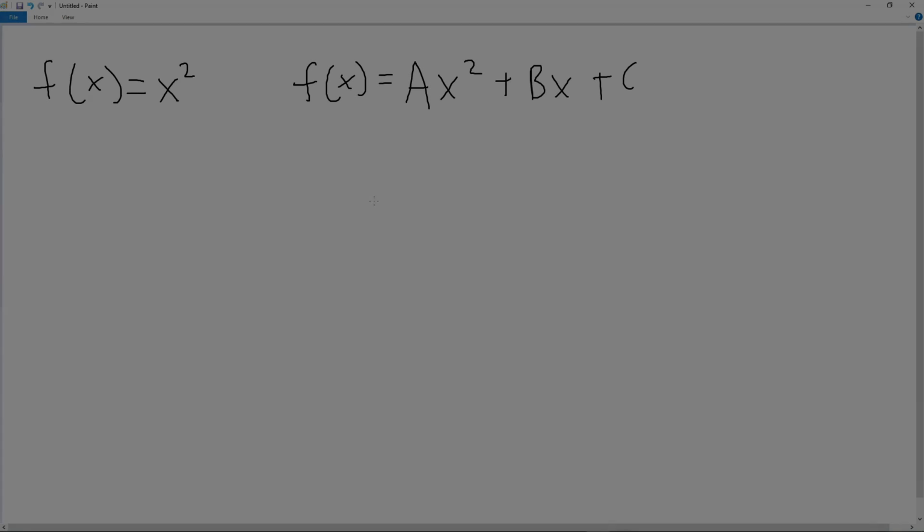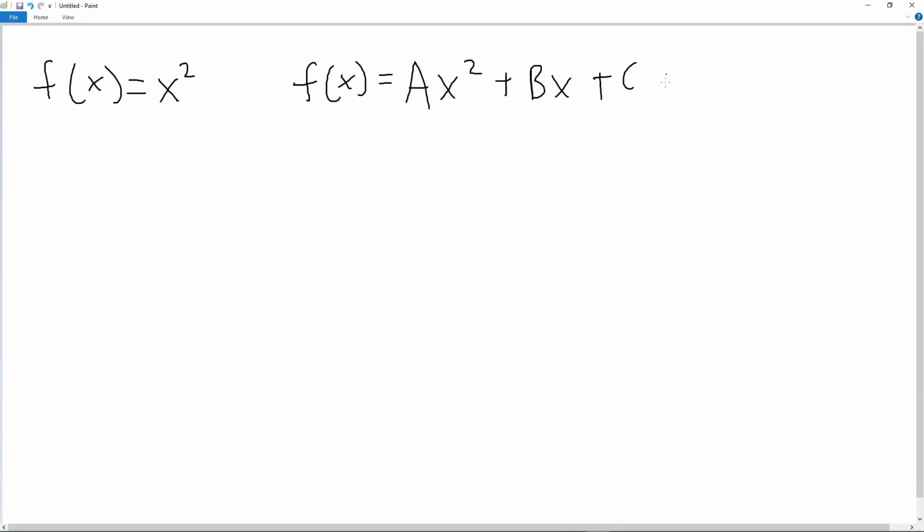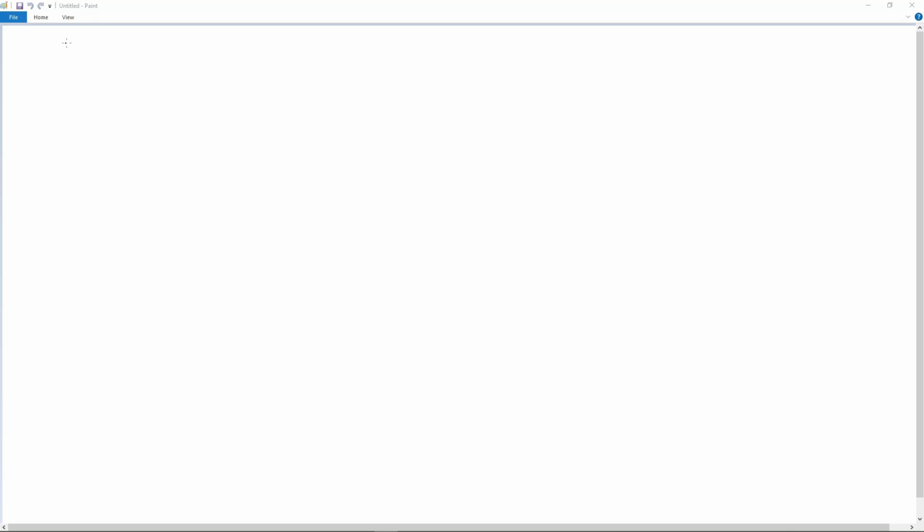To solve a quadratic, you need to set the equation equal to 0 and solve for x. This will give you the roots or zeros of the equation. In other words, this tells you where the x-intercepts are. To solve a quadratic, you can use three methods: factoring, the quadratic formula, or completing the square. Let's use this example: f of x equals 2x squared minus 6x plus 4. First, you set the equation equal to 0.